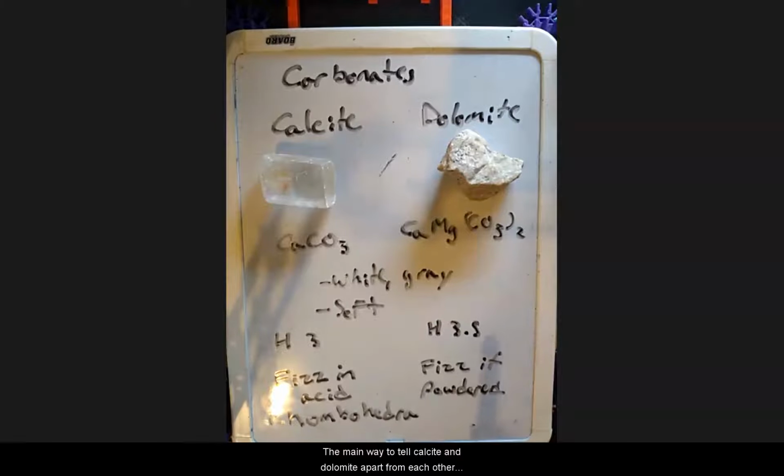The main way to tell calcite and dolomite apart from each other and apart from any other minerals is that calcite fizzes if you put acid on it. I'll show you what I mean. We'll see if we can see this on the camera.